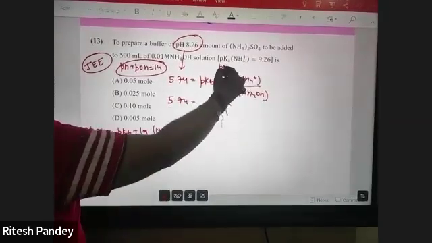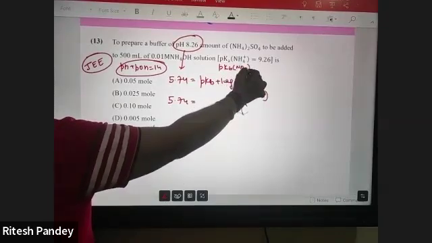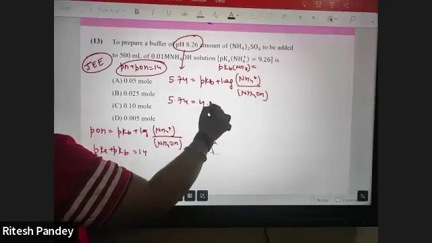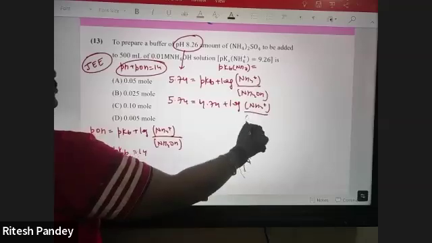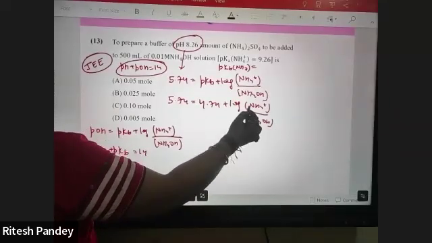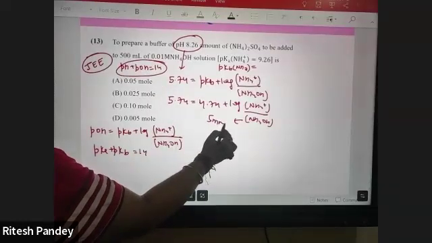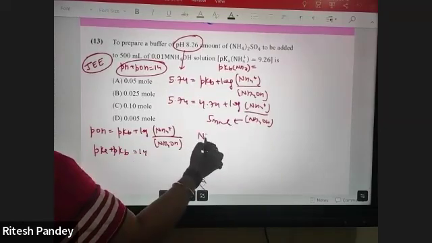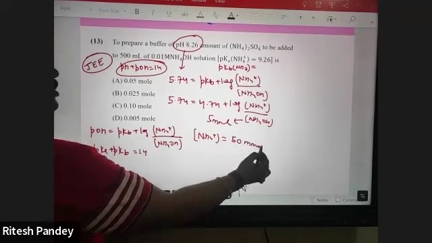I'll take this pKa for the conjugate acid of ammonia to find the pKb, which is like 4.74 in this case, plus log of NH4 plus upon NH4OH. And this, I reckon, with NH4OH given as 5 millimole, this is 1, so this is 10 times, which will give you ammonium equal to 50 millimole. Yes or no?